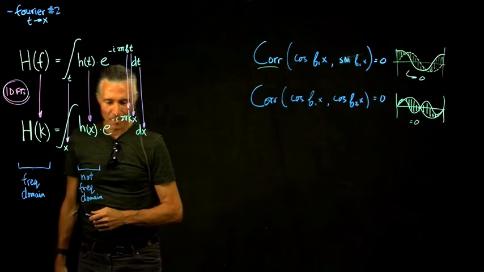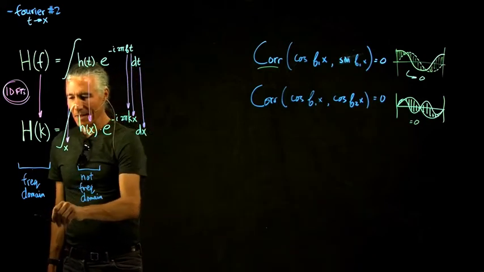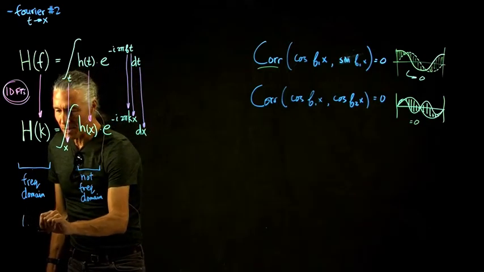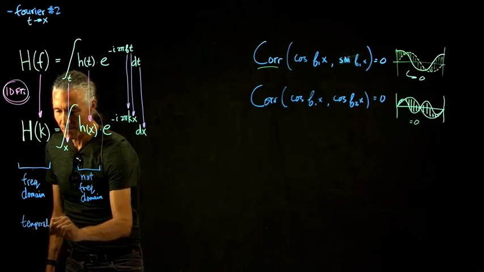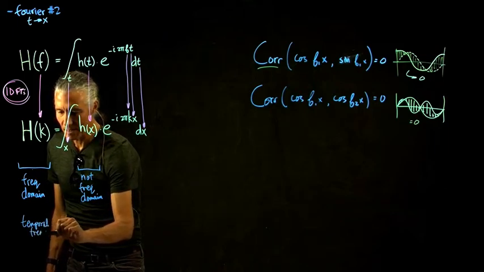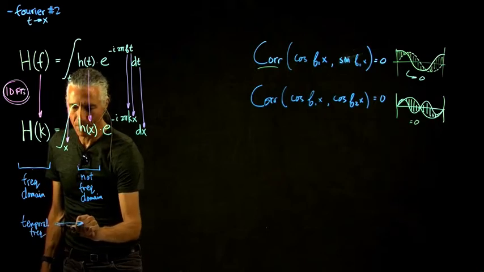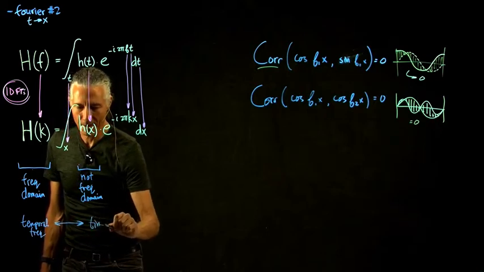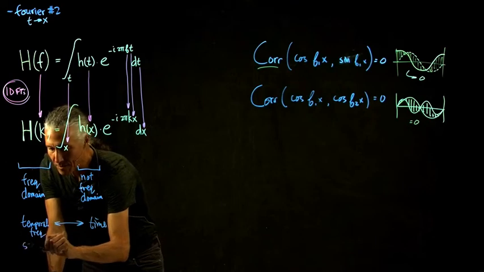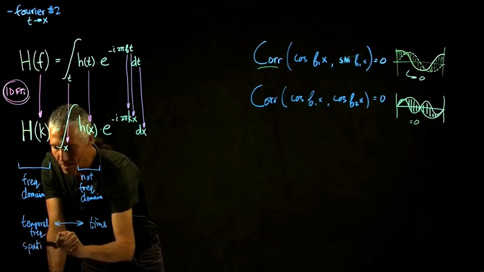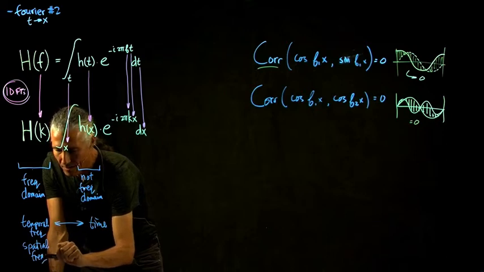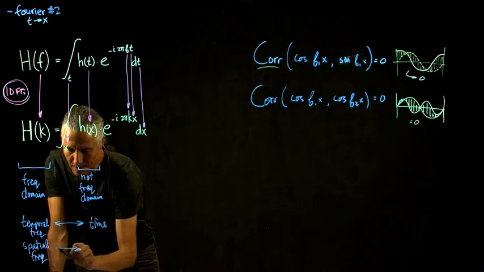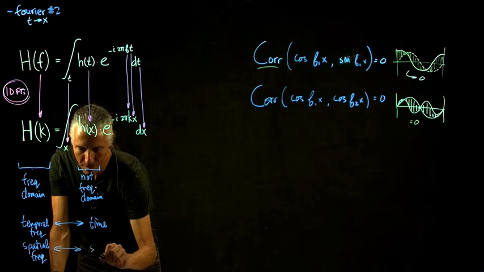So not the frequency domain. And so on this side we have temporal frequency, which goes back and forth with time, and then spatial frequency, which goes back and forth with space. So just make sure we get all the analogies correct. So here's space.